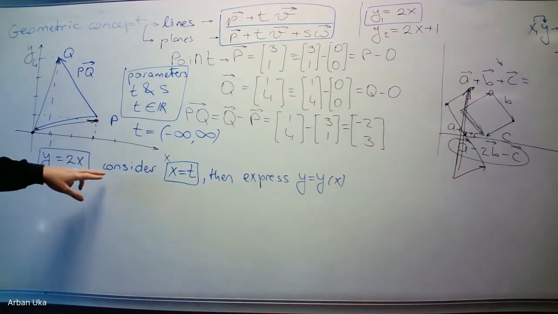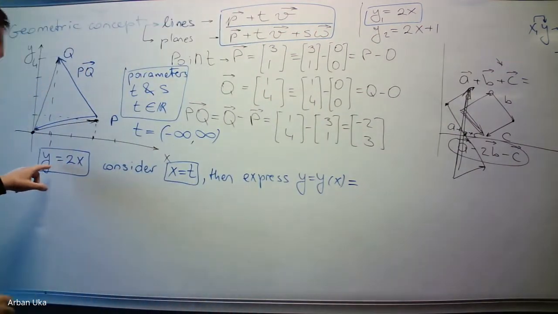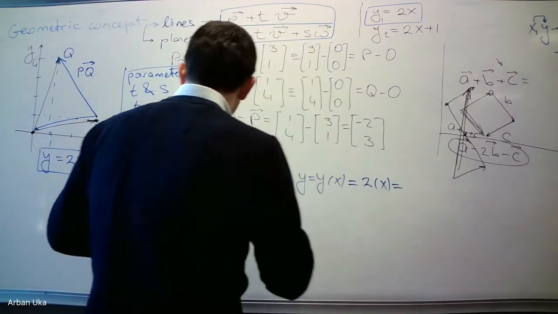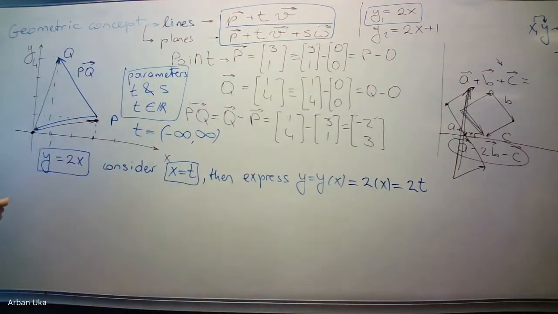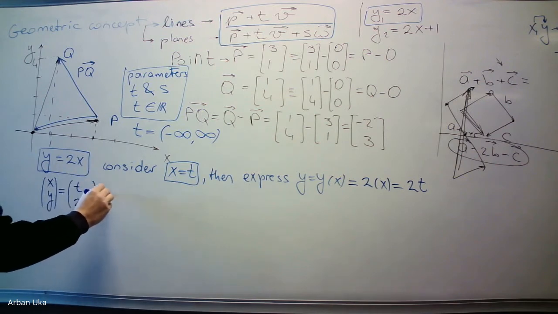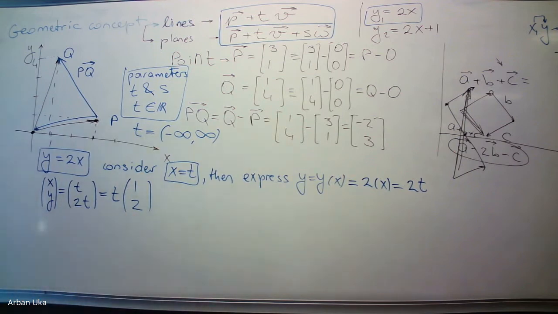So for a moment, we consider x is equal to t, and y as a function of x, which in this case would be y equal to 2x, right? But since we assigned x is equal to t, then y is equal to 2t. So this is one way of representing lines. The other way is this one. X and y is equal to, let's express now in terms of this parameter, t and 2t, right? And then we factor out the t, we get here 1, 2. So this 1, 2 is a very important parameter because it represents the slope of this line.